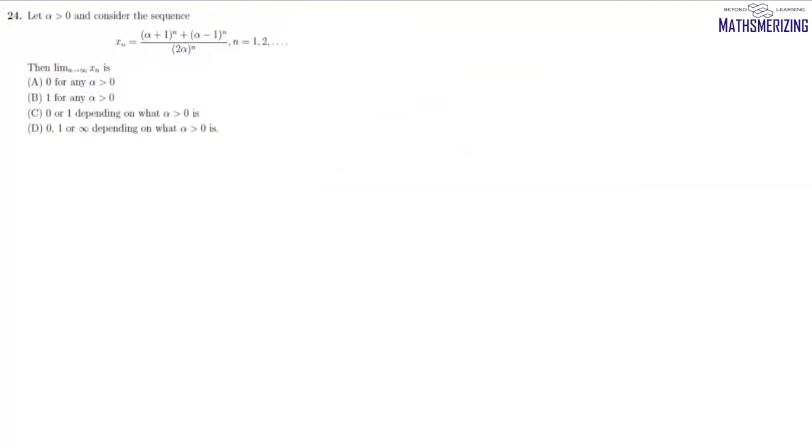Now question number 24 is: let alpha be greater than 0 and consider the sequence xn equals alpha plus 1 to the power n plus alpha minus 1 to the power n upon 2 alpha to the power n. Then limit n tends to infinity xn is. So we have to find this limit, n tends to infinity, of xn, which is alpha plus 1 to the power n plus alpha minus 1 to the power n upon 2 alpha to the power n.